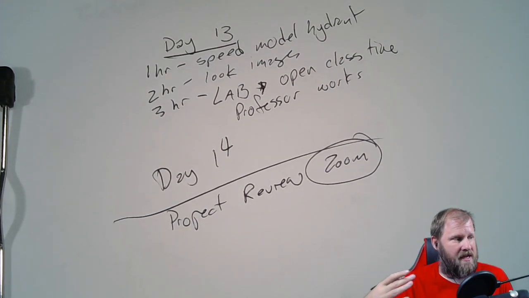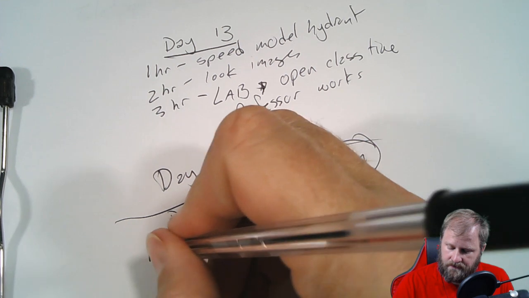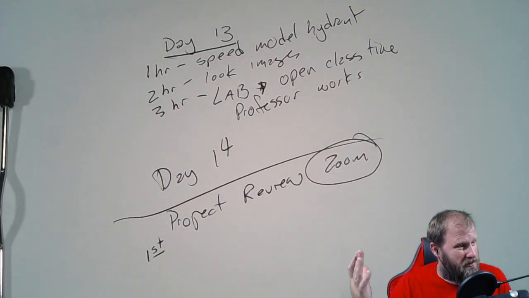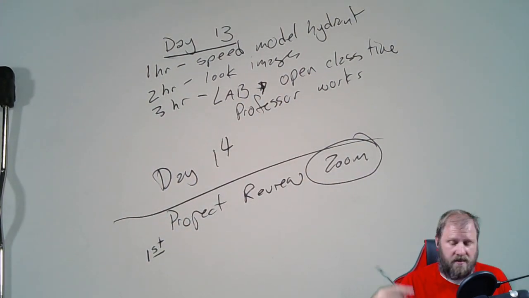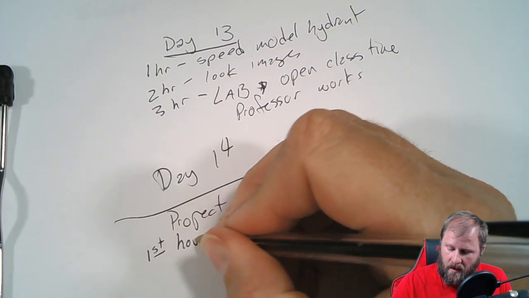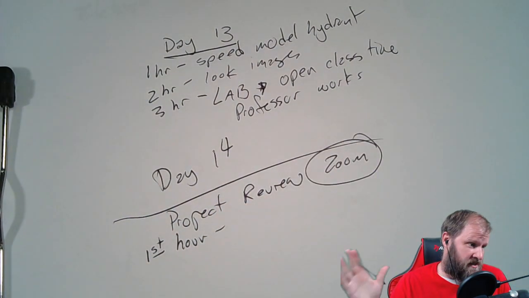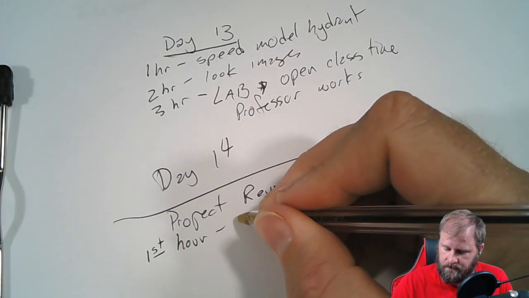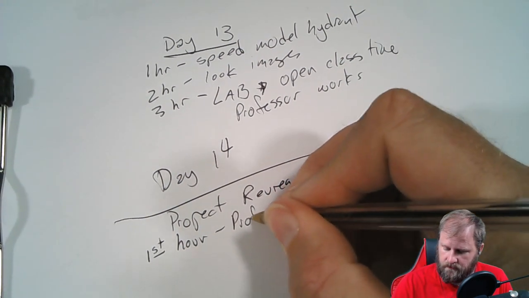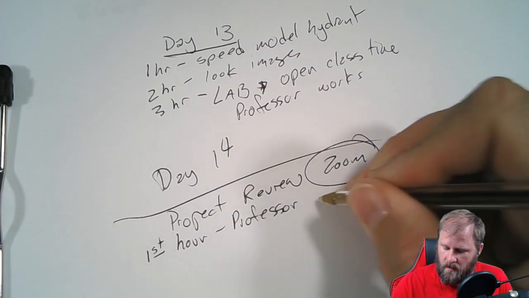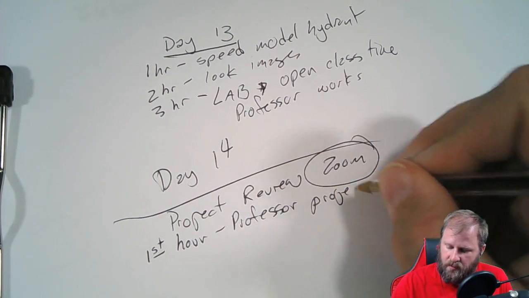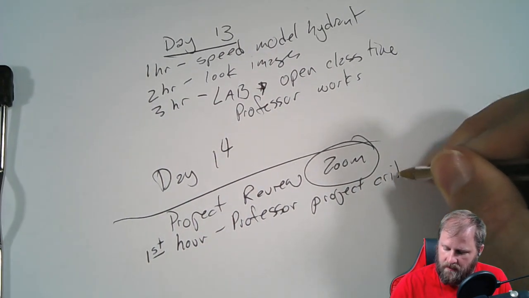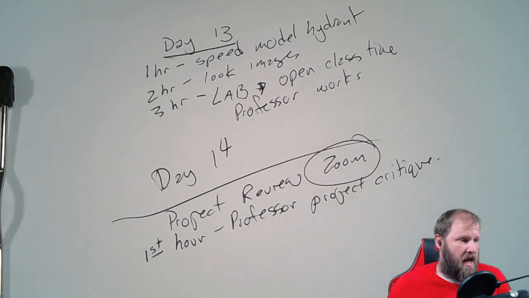And I think the plan here is first hour. Normally this would be the full 3 hours, but we only have 4 students. So the first hour, I am going to open up your projects in Maya on Zoom. We'll call this Professor Project Critique. And we'll take a look.